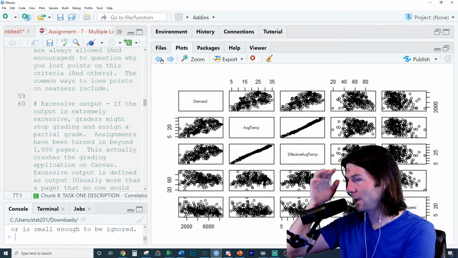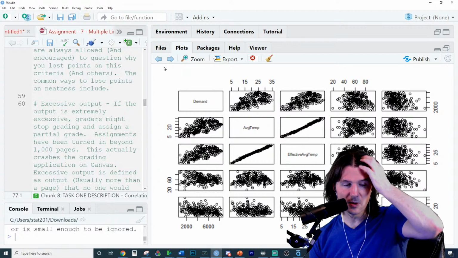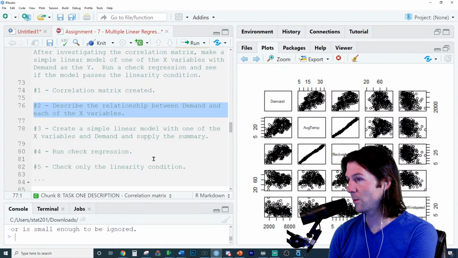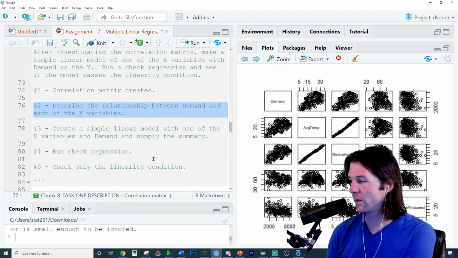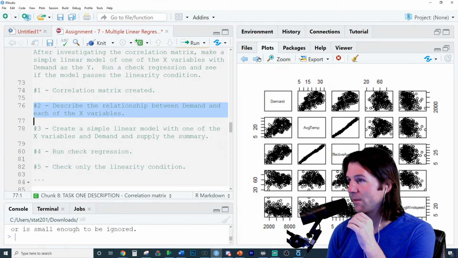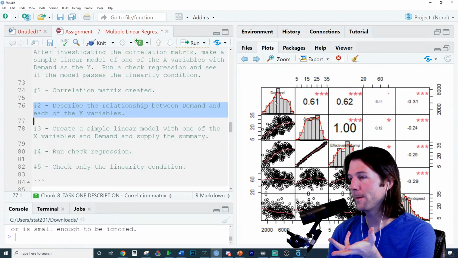Does that make sense there, Kayla? To talk about the relationships between each of them. So describe the relationship between demand and each of the X variables, like positive, negative, strong, weak. It basically goes back to correlation, I mean, direction of slope is important because that'll be direction of correlation. But coupling these graphics to talk about, great question right there.